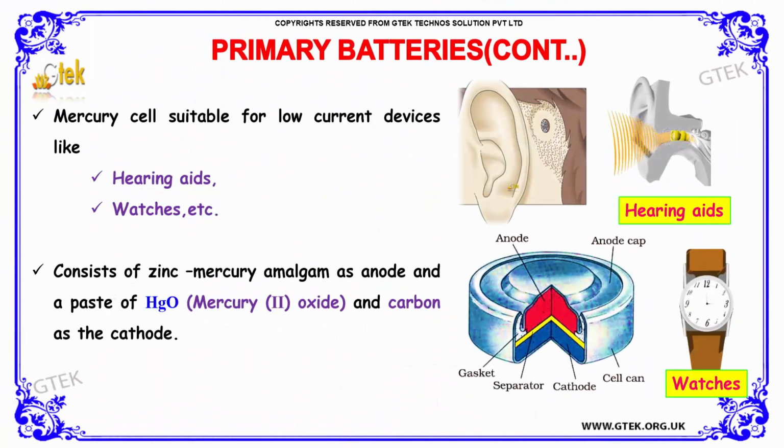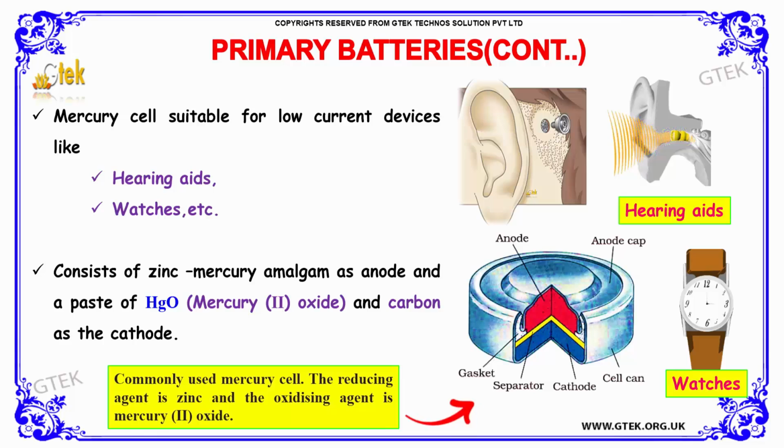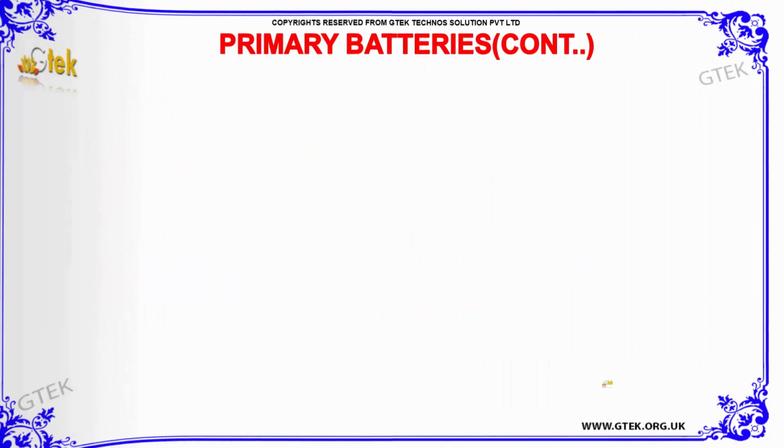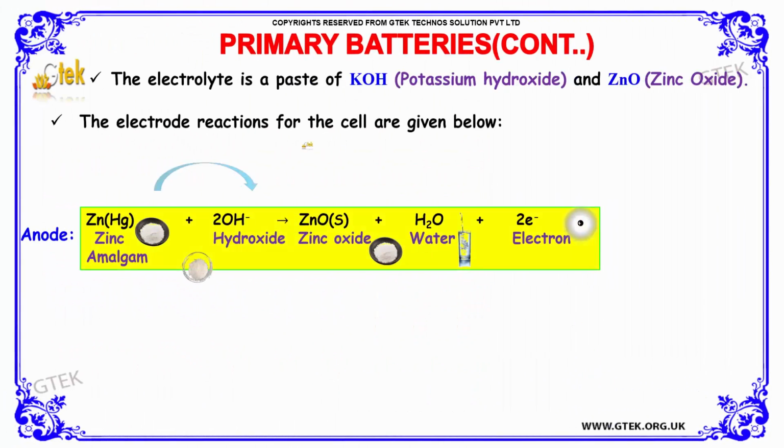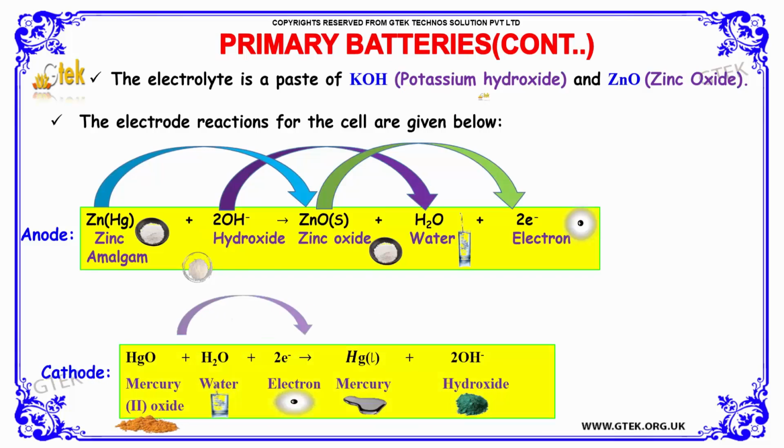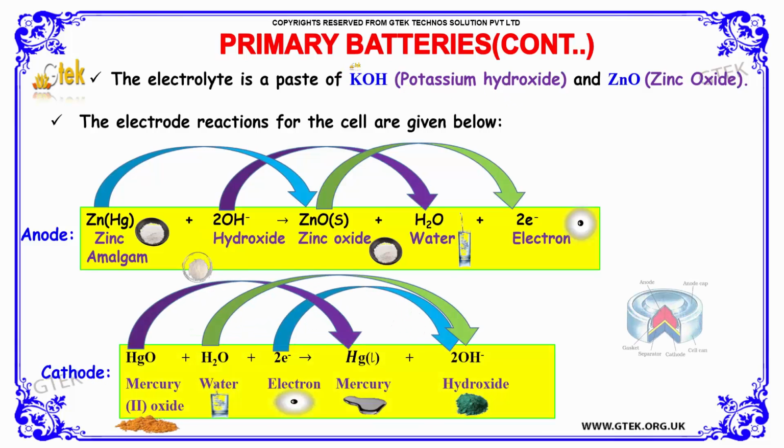So if you see, the mercury cell is suitable for low current devices like hearing aids, watches, etc. This consists of zinc-mercury amalgam as the anode and a paste of mercury oxide and carbon as the cathode. Here you can see the depiction. The electrolyte is a paste of potassium hydroxide and zinc oxide.